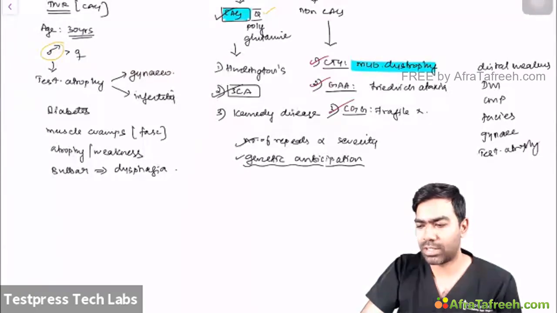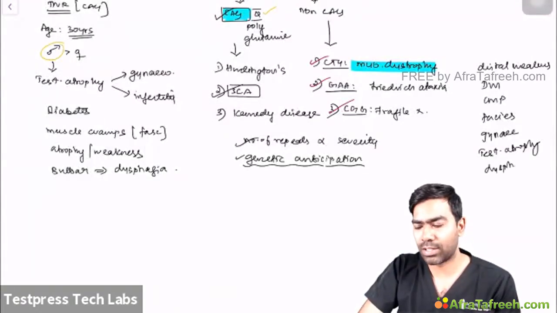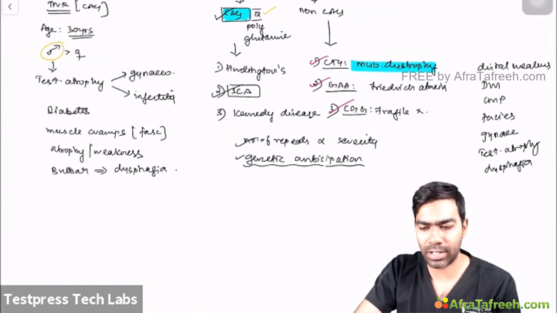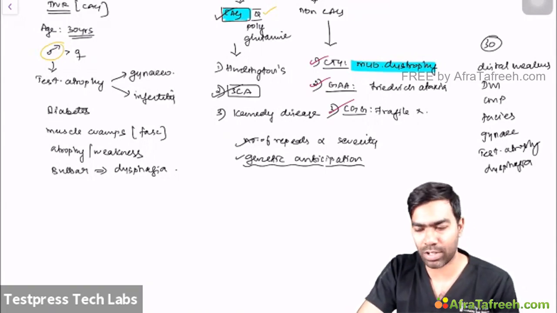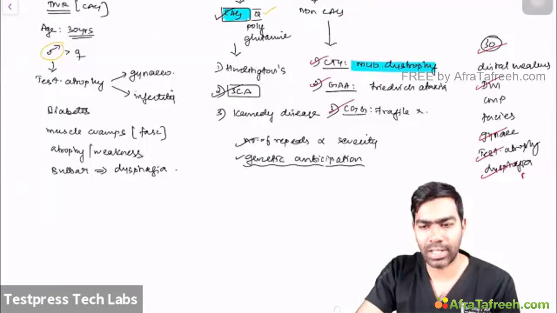And these patients may also have one more thing. What is that? Dysphagia. Dysphagia is common in these disorders as well. So that's what I expected basically, because this also comes around the 30s, 40s. So what are the common things? Age, diabetes, gynecomastia, testicular atrophy, dysphagia. So many common things are there.